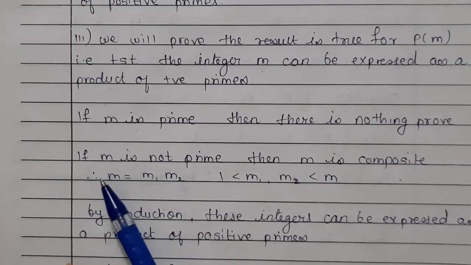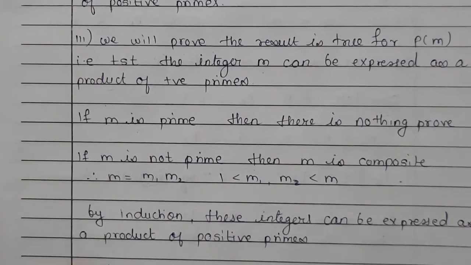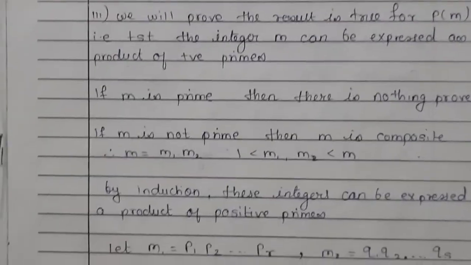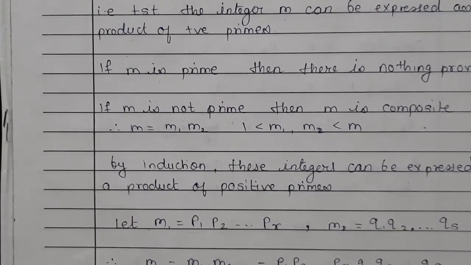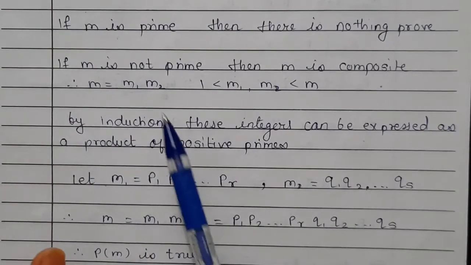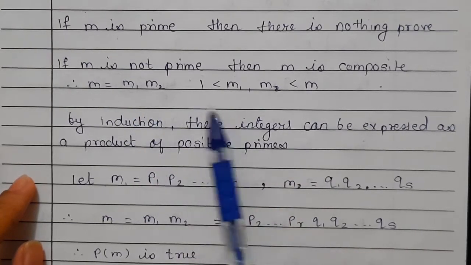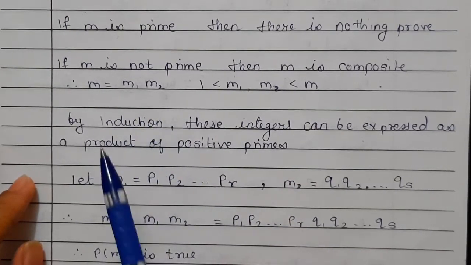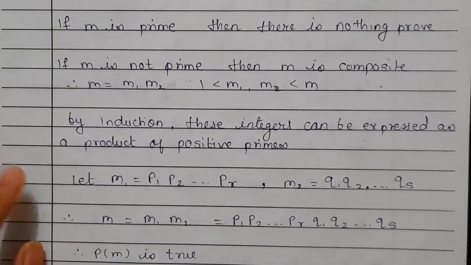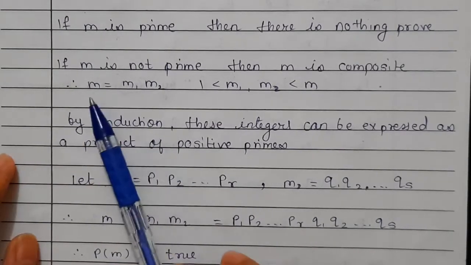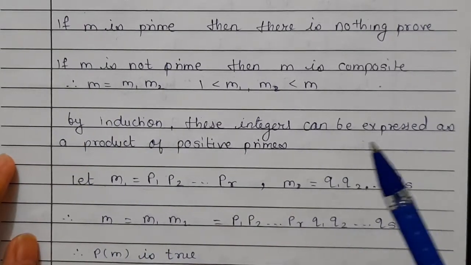In case 2, if m is not prime, if it is not prime it means it is composite. Okay, as we saw in the definition in our first video, here we take m equal to the product of two variables, that is m1 and m2, where these m1 and m2 are between 1 and m. Now by induction we can write this as a product of positive primes.